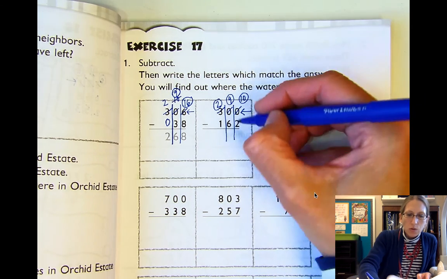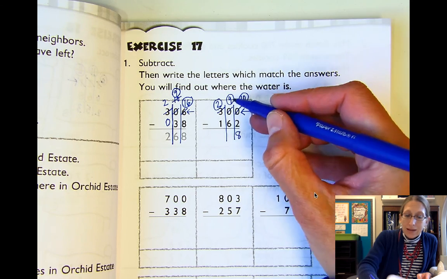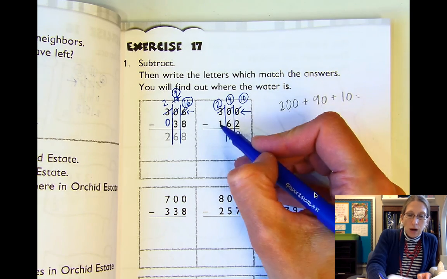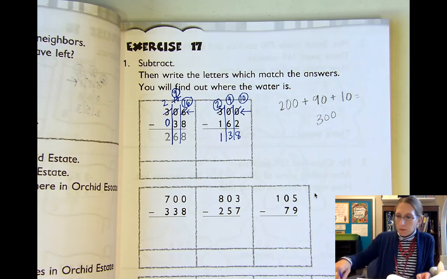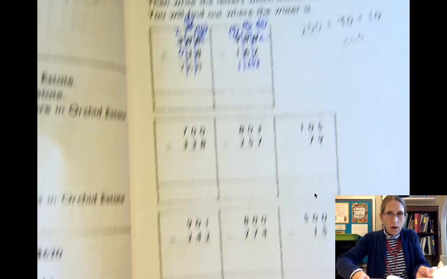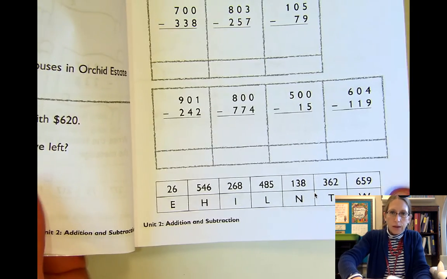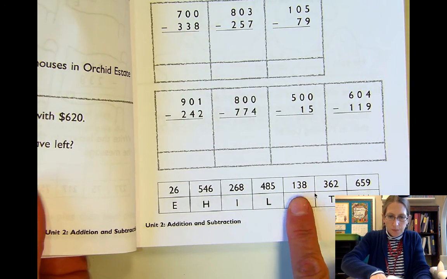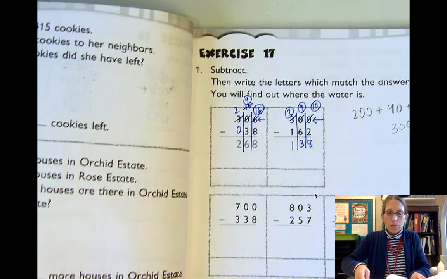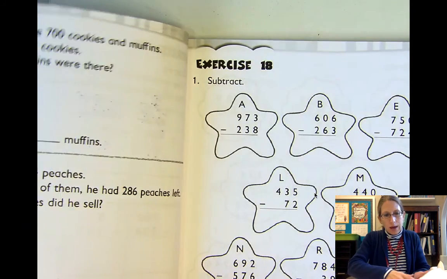10 minus 2 is 8. 9 tens minus 6 tens is 3 tens. And then 2 hundredths minus 100 is 100. Then we can check down below, see if we are, again, still on the right track. There it is. Okay, so homework for today, pages 63 and 64.